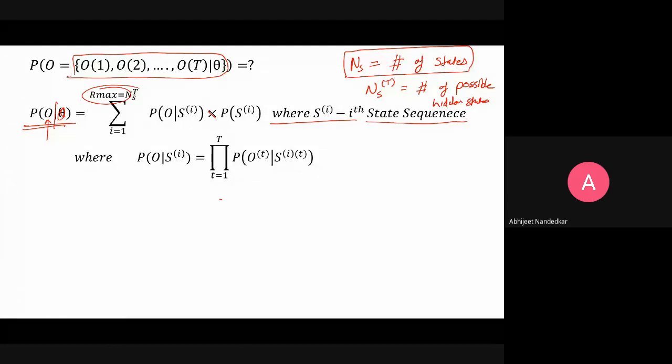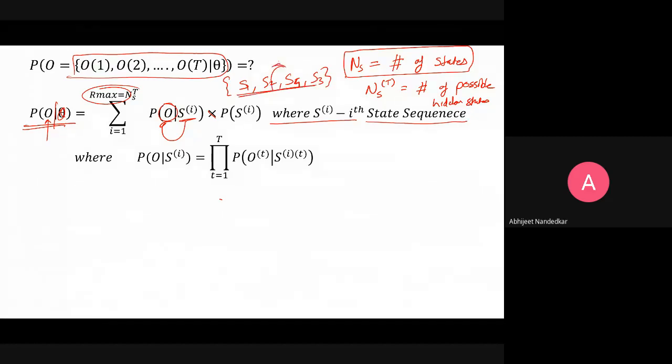I can see here S1 is one sequence, S2 is another sequence, and so on. So how many sequences are there in total? There are ns to the power t sequences. For each sequence, what is the chance that it will produce this observation? Suppose I give you a sequence S1, S2, S5, then S3, like this. So this is one sequence.